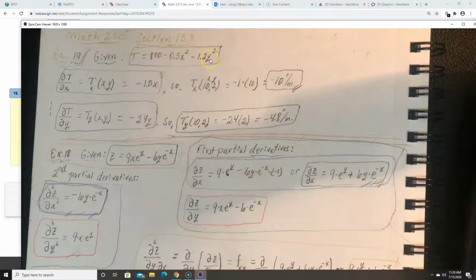So now you differentiate this with respect to y. Now this is a variable, varying, and this is fixed. So you differentiate this and bring down the 2, power rule: negative 1.2 times 2 is negative 2.4. y to the 1 less power, so y to the first. So negative 2.4y.